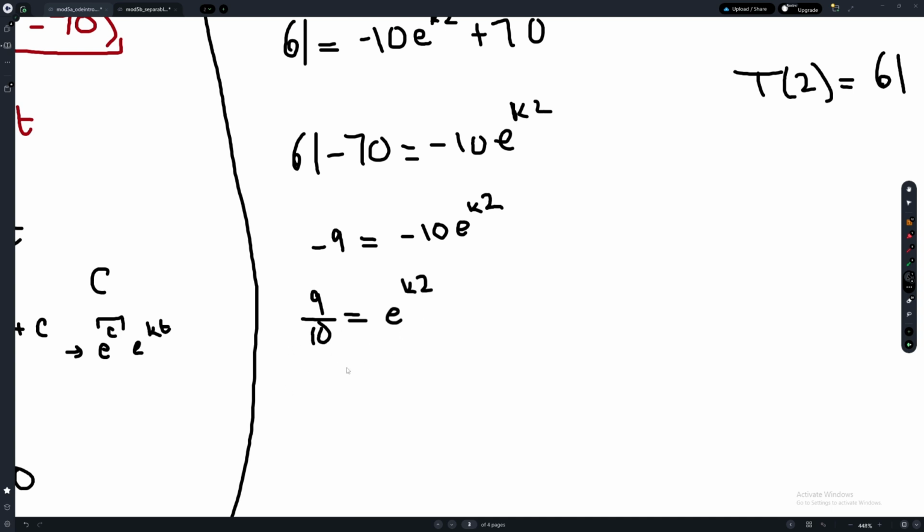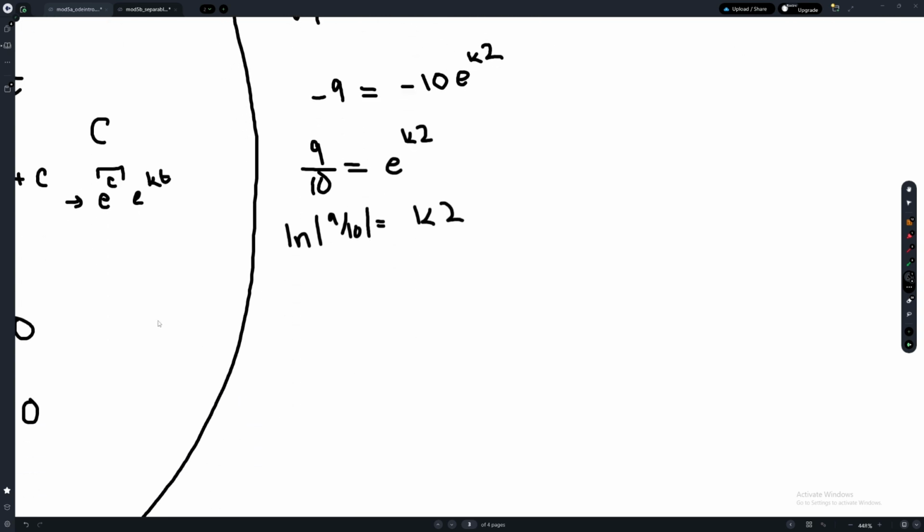What we can do is we can ln both sides. So now we'll do ln 9 over 10 equals k2, because e cancels out with ln. And so what we'll have is ln 9 over 10, over 2, equals our k. So far so good, nothing too complicated.